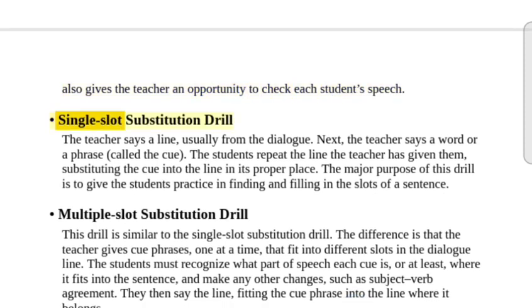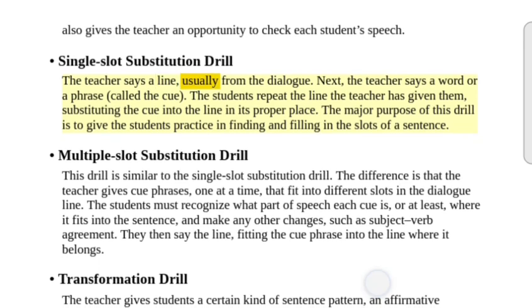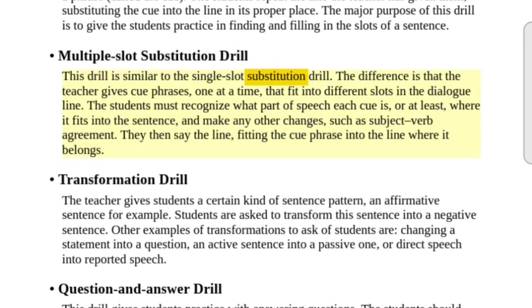Single slot substitution drill. The teacher says a line, usually from the dialogue. Next, the teacher says a word or a phrase called the cue. The students repeat the line the teacher has given them, substituting the cue into the line in its proper place. The major purpose of this drill is to give the students practice in finding and filling in the slots of a sentence. Multiple slot substitution drill. This drill is similar to the single slot substitution drill. The difference is that the teacher gives cue phrases, one at a time, that fit into different slots in the dialogue line.